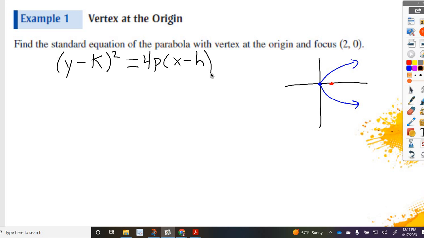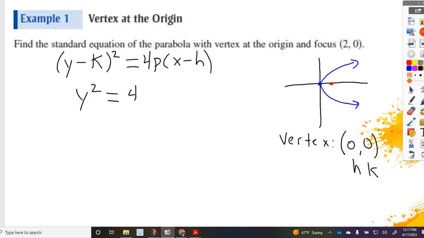How do we find h? The vertex. So in this case, our vertex is at what? So what does that mean that h and k are? Are both 0. So we just get y squared equals 4p times x squared.